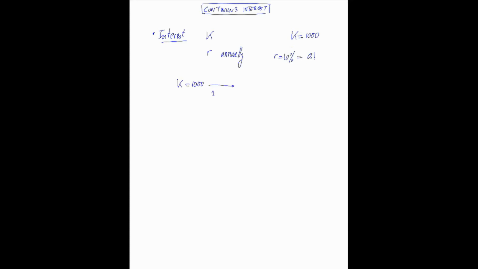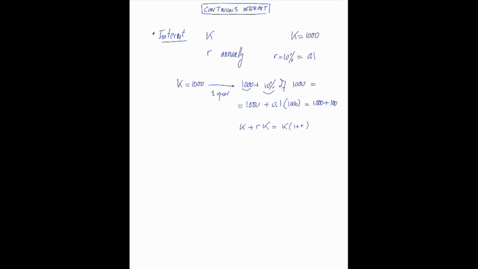After 1 year you get 1,000 plus 10% of 1,000. That equals 1,000 plus 0.1 times 1,000, which is 1,000 plus 100. Mathematically this is expressed as K plus the rate, so K is 1,000 plus the rate 10% of K, or K times (1 plus R).